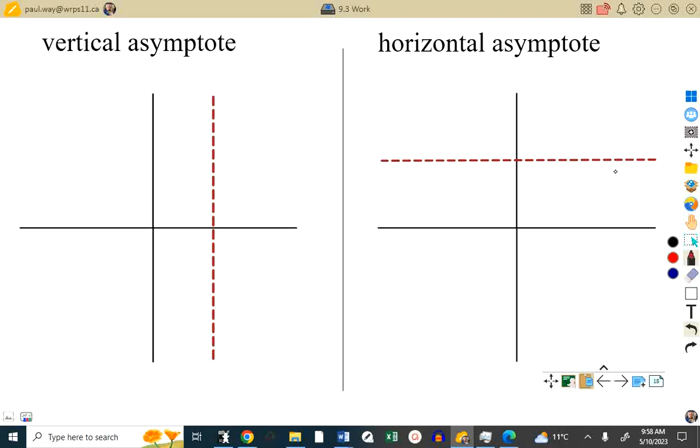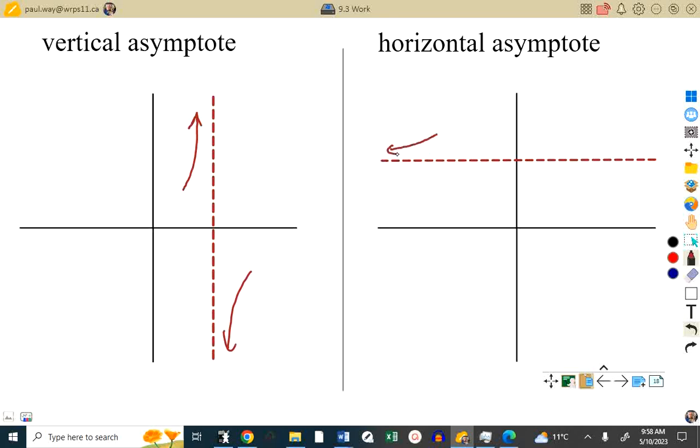And it could be, I don't think we've seen any like this in Math 30, but it could be that that's what it looks like in that vicinity. Or it could be that this is what it looks like in that vicinity. It doesn't matter. They could both be down, one up, one down. They could be in opposite directions. Doesn't matter. But what a horizontal asymptote looks like is this.